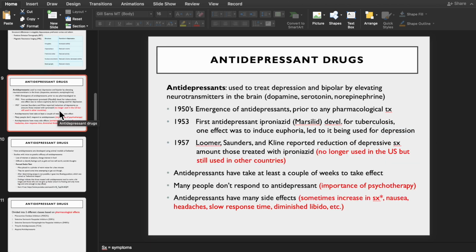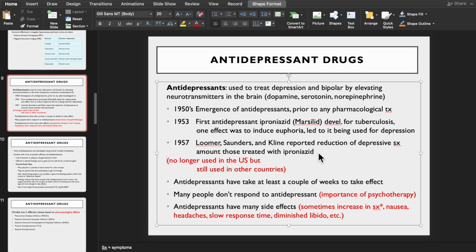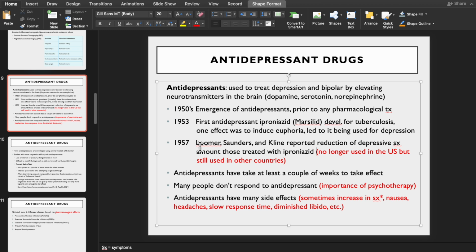Antidepressants are used to treat depression and bipolar. They work by elevating neurotransmitters in the brain, such as dopamine, serotonin, and norepinephrine. By the way, where it says no longer used in the US but still used in other countries, this was actually like this and had its own bullet point. So it looked like I was saying antidepressants are no longer used in the US, but in actuality, it belongs with this medication that is no longer used in the US.